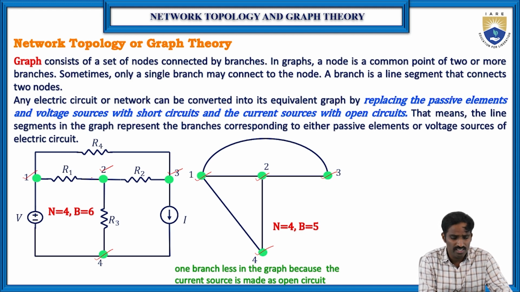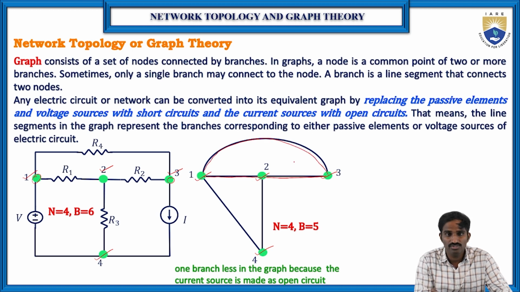So here, between node 1 and 2, there is a passive element, the resistor R1. Just replace this R1 with the short circuit. So let us draw like this. Next, between node 2 and 3, again there is a passive element, the resistor R2. Again replace this with a short circuit. Again 2 and 3 short circuit. Then between 1 and 3, again there is a passive element, resistor R4. Again replace this R4 with a short circuit like this.